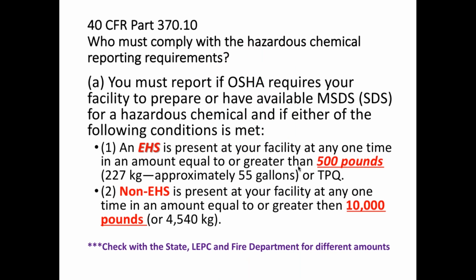The first thing is you must report if OSHA requires you to have or prepare an MSDS, which now is the SDS, safety data sheet, for a hazardous chemical, and either one of these two criteria is met. The first criteria is that it is an EHS chemical, an extremely hazardous substance, that you have 500 pounds or the threshold planning quantity, which is based off the consolidated list of lists put out by the EPA. So let me say that one more time: 500 pounds or the threshold planning quantity, whichever is least, you must submit a Tier 2 report.